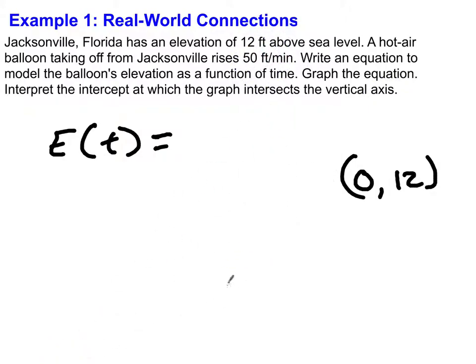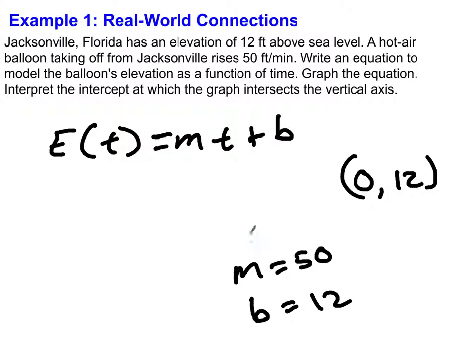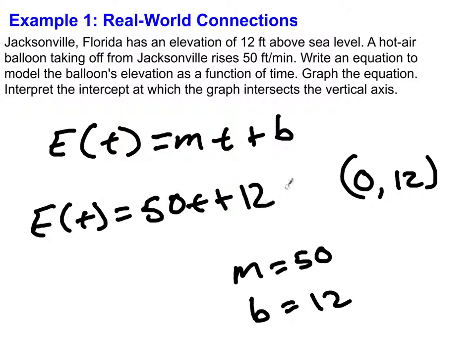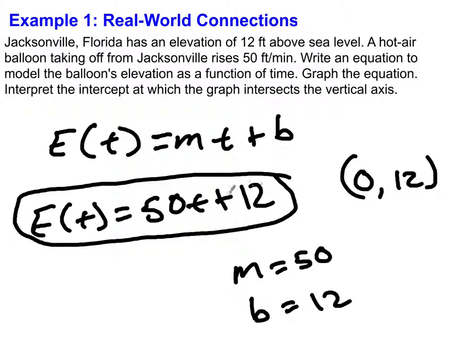So this problem gives us m of 50 and b of 12. So we can just fill in here. We have a line, elevation as a function of time is equal to 50t plus 12. However much time in minutes times 50 gives us the number of feet that we've risen in that number of minutes, and then we add it to the 12 feet that we originally started at, and that gives you the elevation as a function of time.